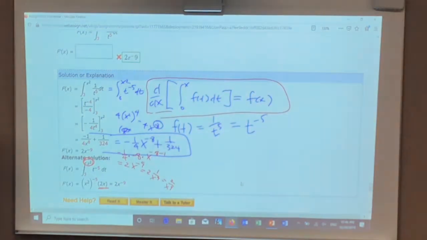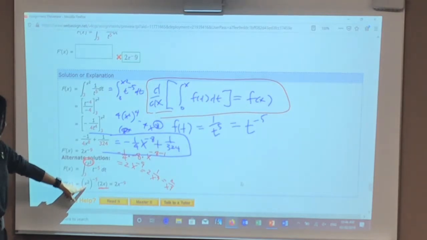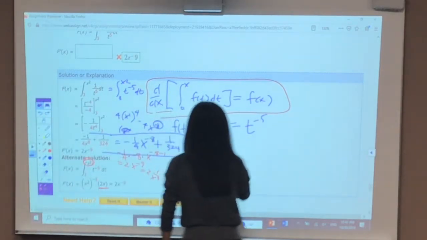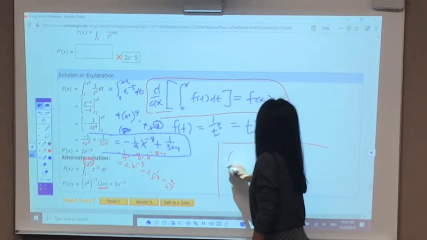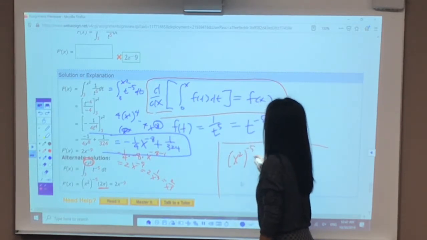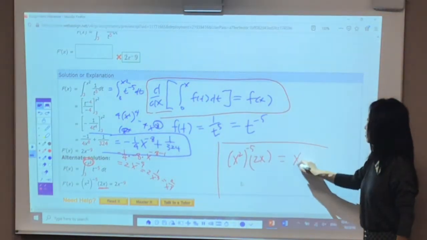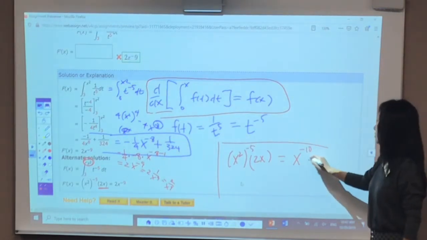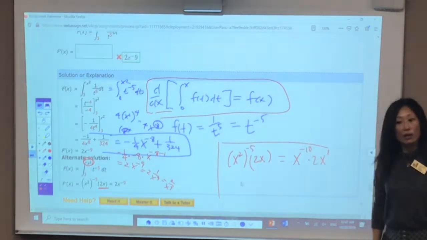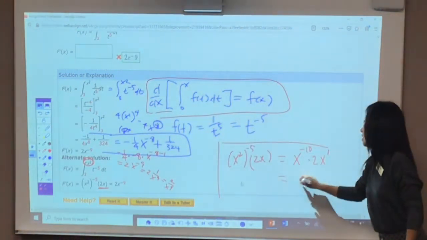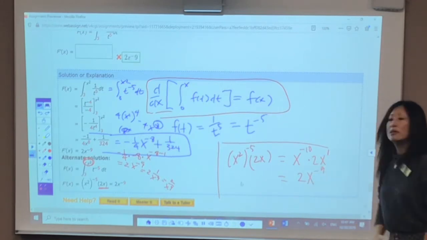You just have to put x squared to the negative fifth in the calculator to get negative 9. How do you get negative 9 from that? All right, so 2 times here. This means x to the negative 10 power times 2x to the 1 power. So negative 10 plus 1 gives you negative 9 power. So that's why you have 2x to the negative 9.